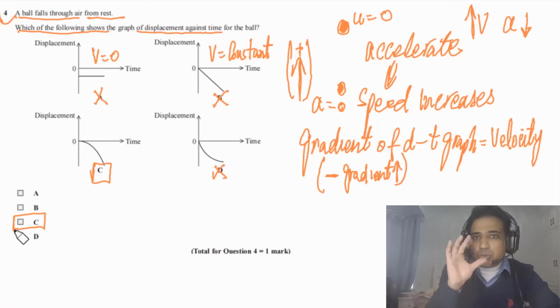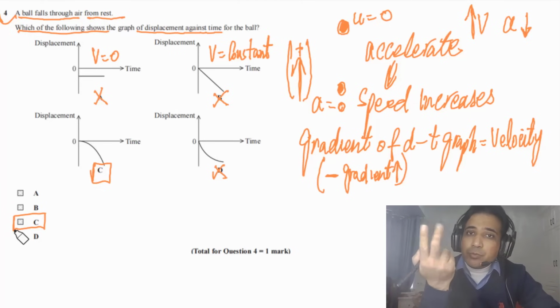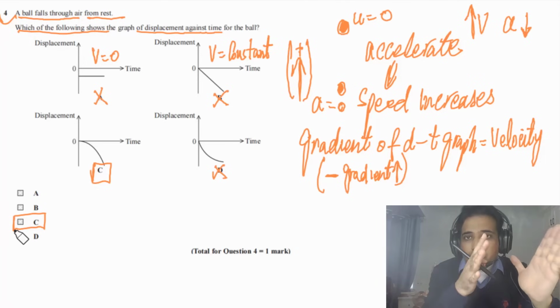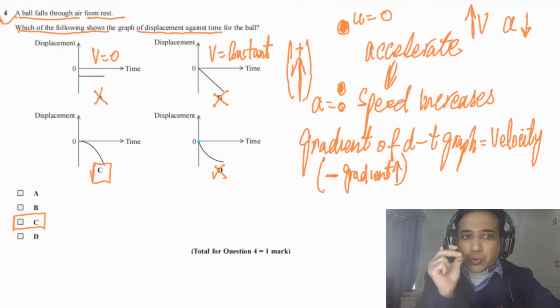So this is how you need to understand. At this level, you simply need to understand what the gradient of the graph is telling you and what the area under the graph is representing. These two points you need to understand. If you can figure out these two, questions about graphs are very easy. Let me explain a little bit more about option D, because some of you still will not be clear about why option D is not a possible answer.